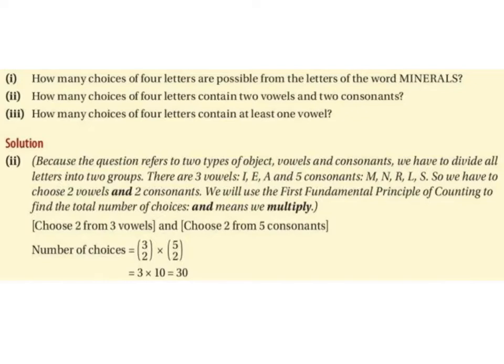So we want to choose 2 from 3 vowels and choose 2 from 5 consonants. So our number of choices will be 3 choose 2 multiplied by 5 choose 2. 3 choose 2 gives us 3, 5 choose 2 gives us 10, and 3 times 10 is 30.